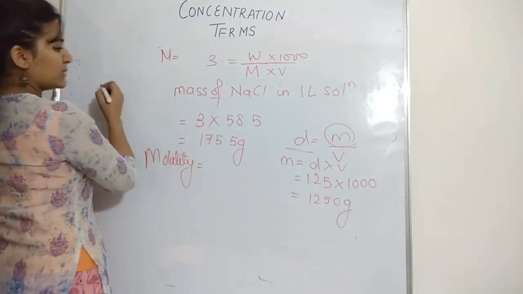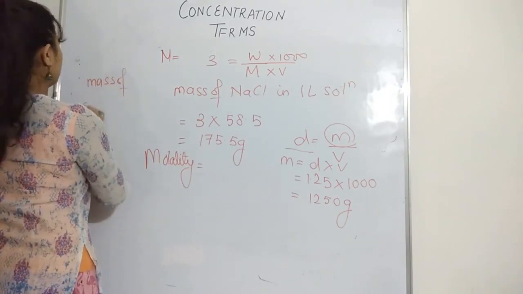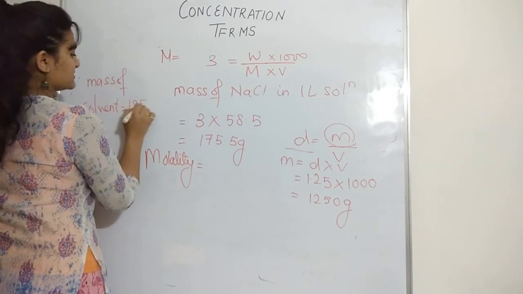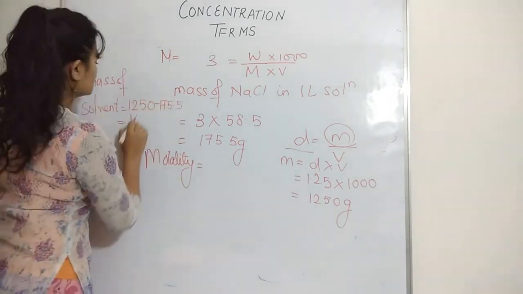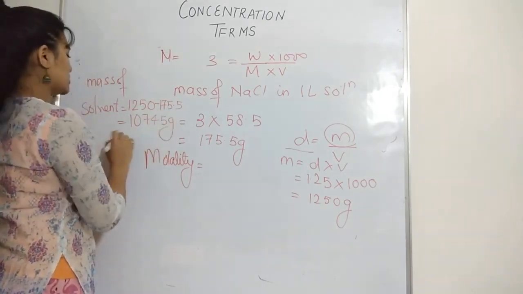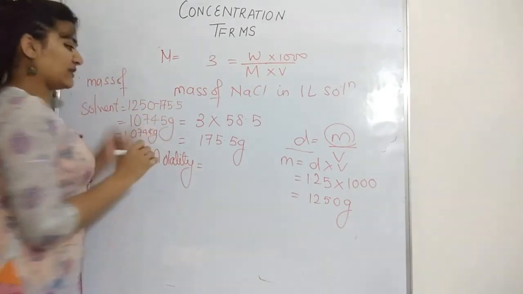Mass of solvent will be 1250 minus 175.5, that is 1074.5 gram, which is also 1.074 kg, if I convert it into kg.